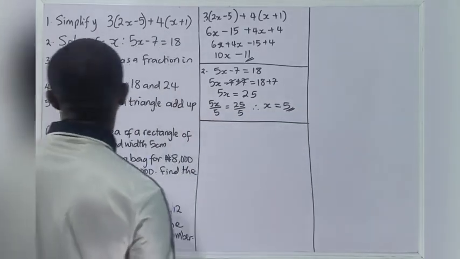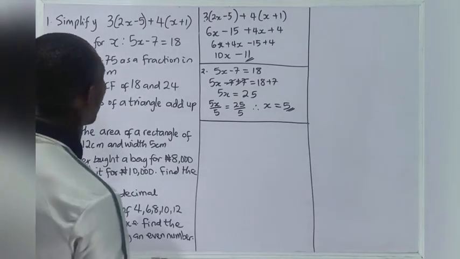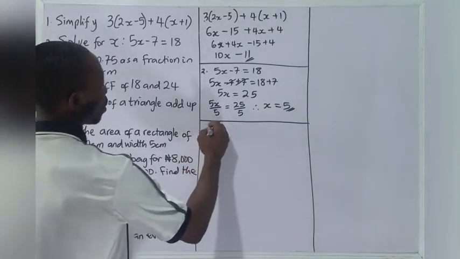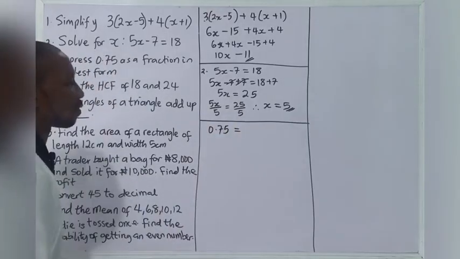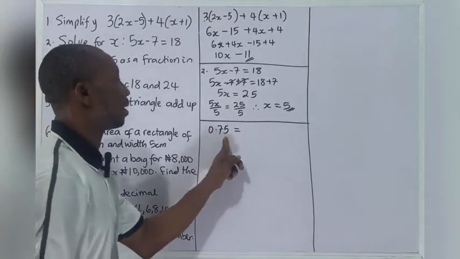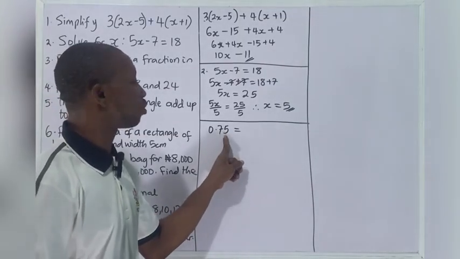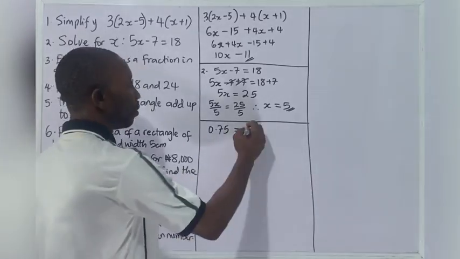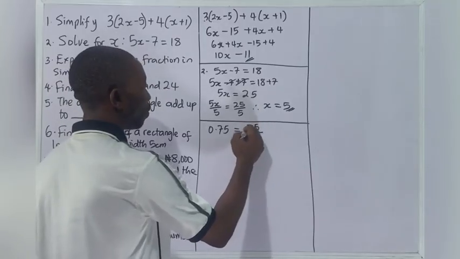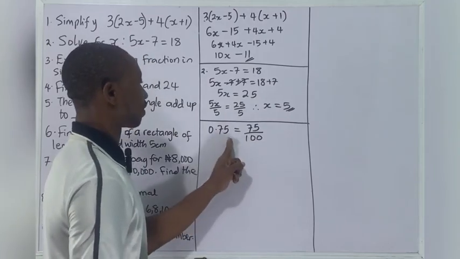That's for question 2. And question 3 says express 0.75 as a fraction in the smallest form. Now, to express this as a fraction, we'll consider how many digits are after the 0. We have 2 digits after the 0, so the denominator will become 100, giving 75 over 100.